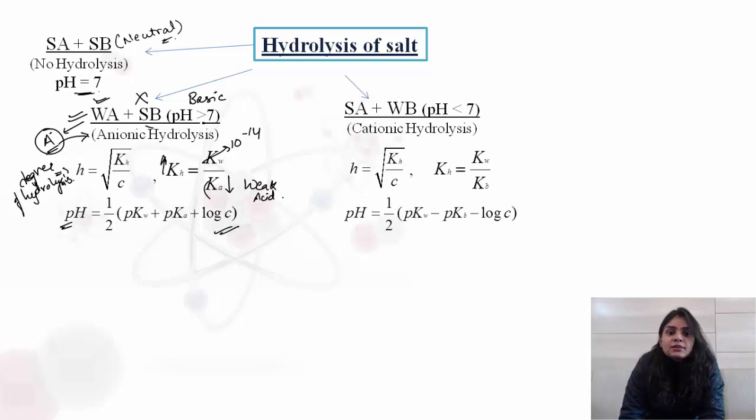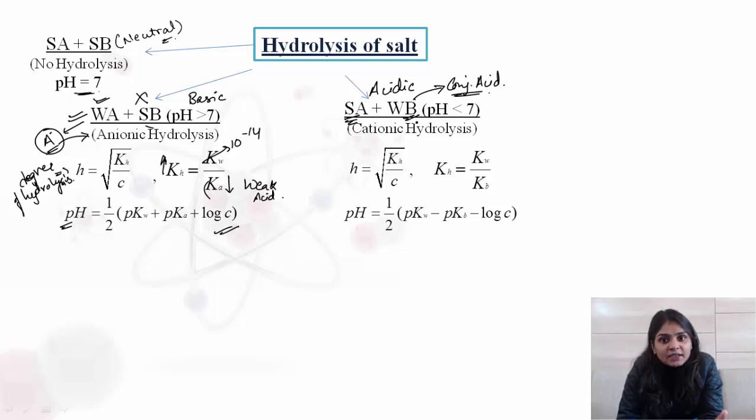Now the third case is if we have a salt which is formed from strong acid and weak base. That means its pH will be less than 7. So now in this case, the hydrolysis of only the conjugate of the weak base will take place. So it will be the hydrolysis of the conjugate acid of this weak base. So it is known as cationic hydrolysis. And the formulas are the same as those of anionic hydrolysis.